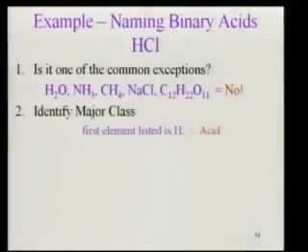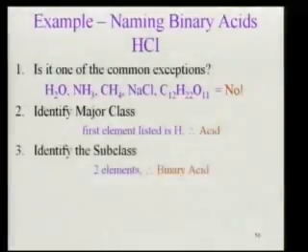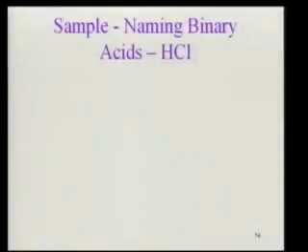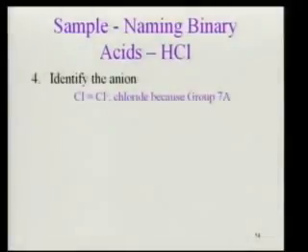All right. Identify its class. The first element listed is hydrogen, so therefore it's going to be an acid. Identify the subclass. Is it binary or is it an oxyacid? It's binary. There's only two things there. So what is going to be at the beginning of this name? Hydro. What is going to be at the very end of the name? Well, you're both right. The very, very end is going to be the word acid. And at the end of the anion, you're going to have the suffix "ic."